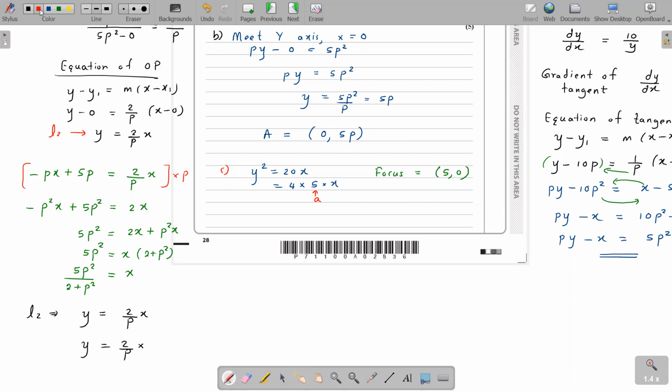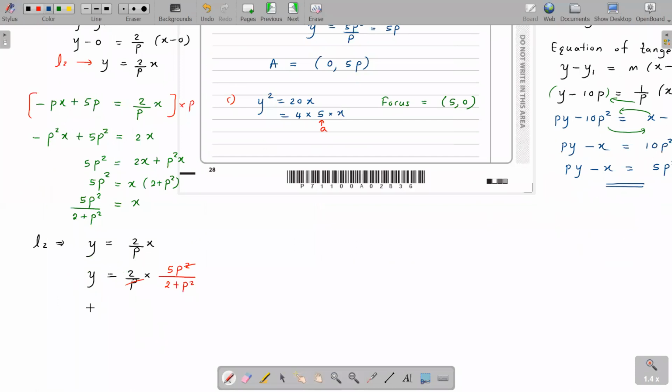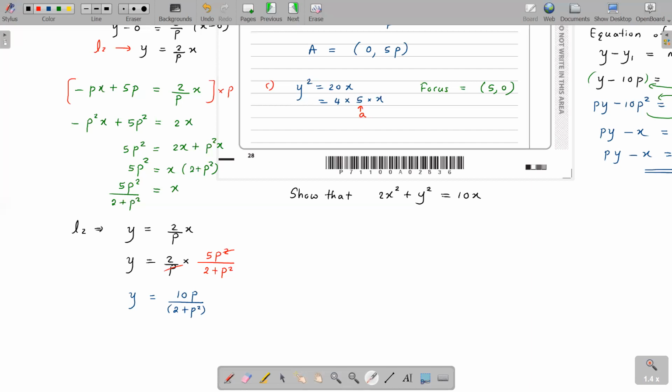Whatever method you use, you should get the same answer. x is 5p square over 2 plus p square. So here the p cancels, right? What do you get here? y equals 10p over 2 plus p square. This is what we get. Okay, so we are not done yet. We have to show that now. This is what I need to show.